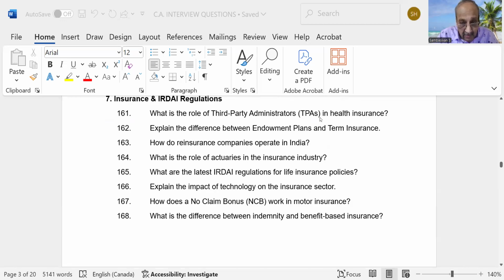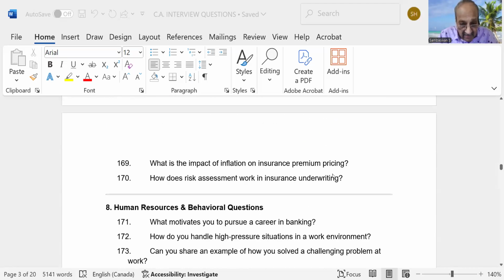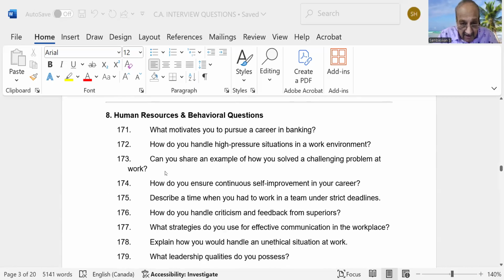What is the role of third party administrators in health insurance? What are the latest IRDAI guidelines for life insurance policies? How does risk assessment work in insurance underwriting?